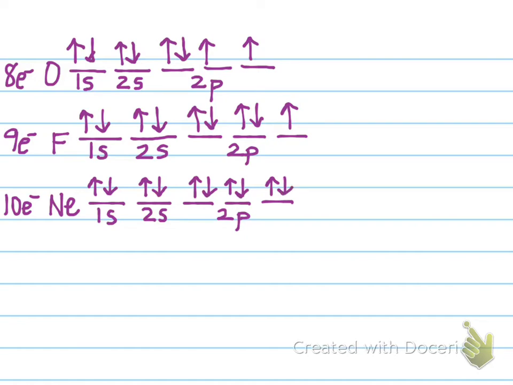Notice that neon's first energy level is completely full, and its second energy level is completely full. We're going to see that happen all the time when we're talking about our noble gases, group 18 or 8A. And that's why they are not going to get involved in forming chemical reactions, because they're already very stable, because all of their energy levels are completely full. All right, next we're going to look at sodium.